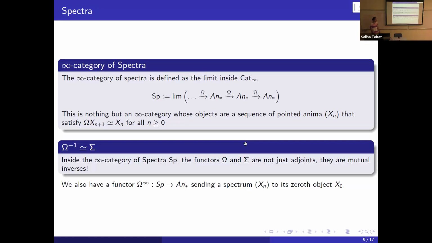In fact, usually the suspension is adjoint to the loop space functor, but inside this category, they are just mutual inverses, where everything behaves well. And also we have a functor called the infinite loop space functor, where we have a sequence of objects inside a spectrum, and this infinite loop space functor maps this spectrum into the zeroth object of that spectrum.